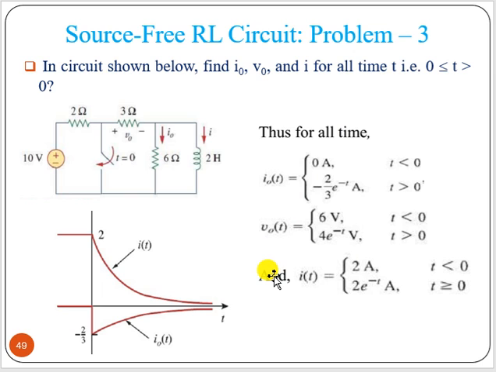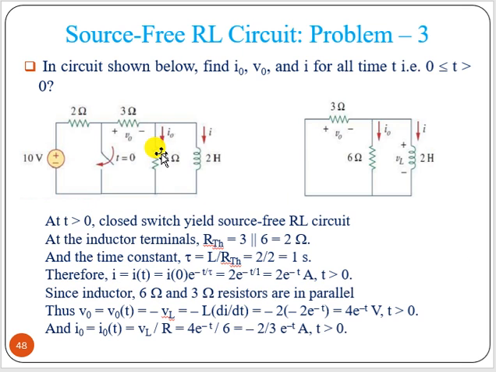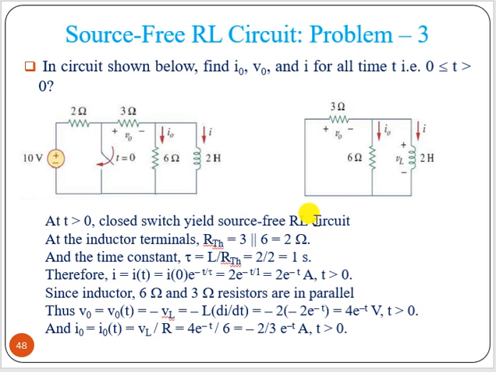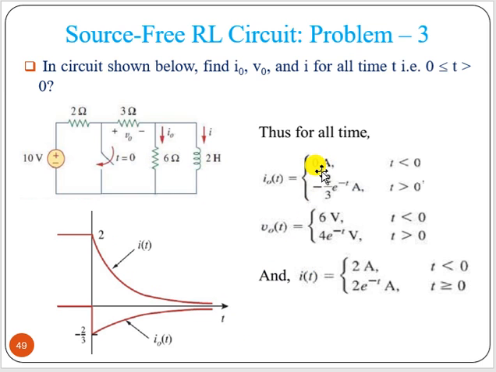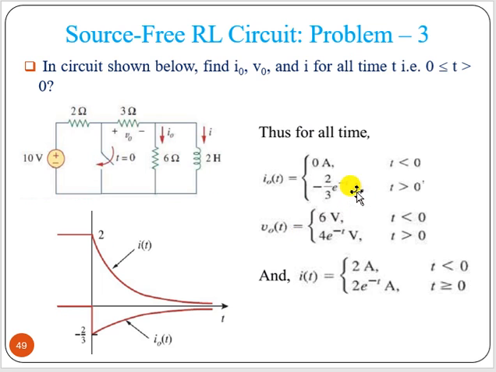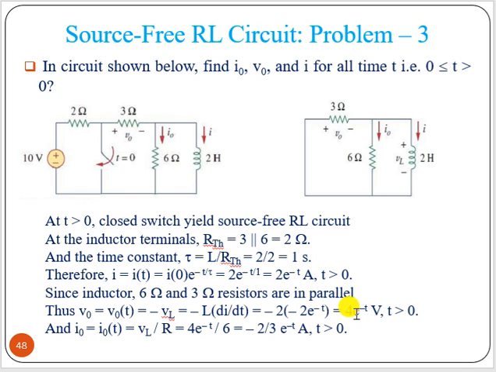So for this circuit, what we can see, I0 for t less than 0 is 0 ampere. Why 0 ampere? Because this has no effect. Short circuit. No current there. All current is flowing through the inductor, because the inductor is short circuited. And I0 for t greater than 0 is minus 2 by 3 e to the minus t. V0 is nothing but 6 volt for t less than 0, and for t greater than 0, that is 4 e to the power minus t.